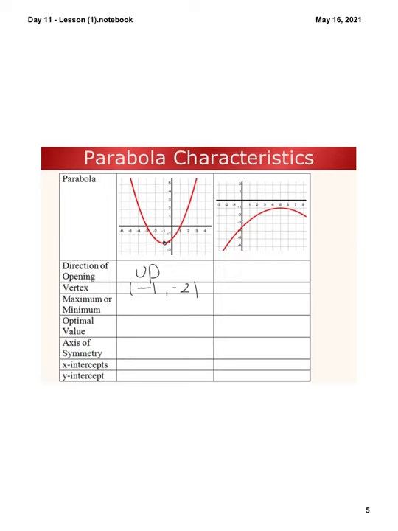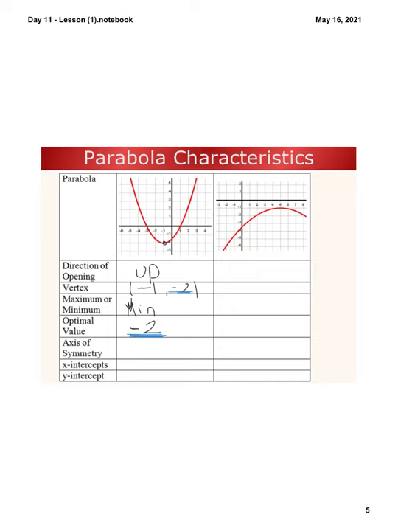Because it opens up, or just by looking at it, we can see that this has a minimum and the optimal value. So this means what is the lowest it could get, or what is the highest that it could get. So since this has a minimum, the lowest that it could get is -2. Now the interesting thing is that this optimal value is always just the y part of our vertex.